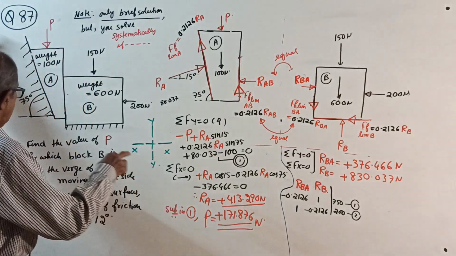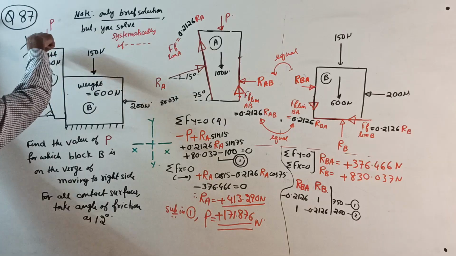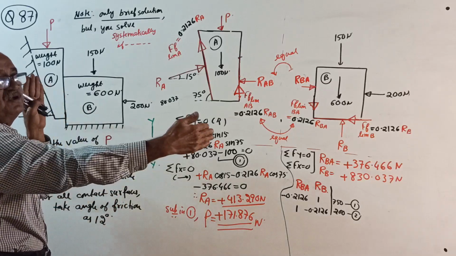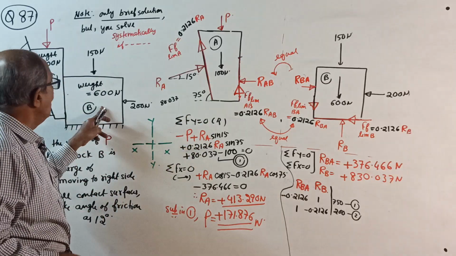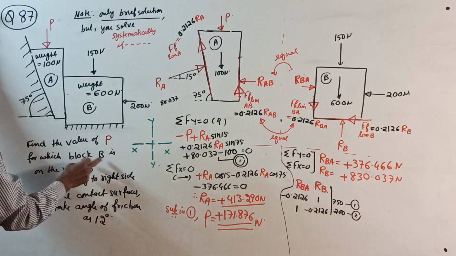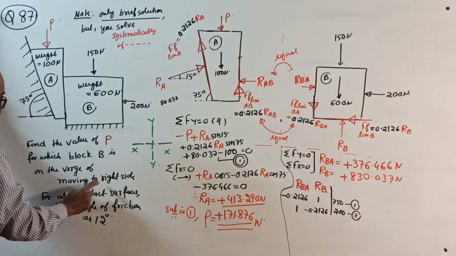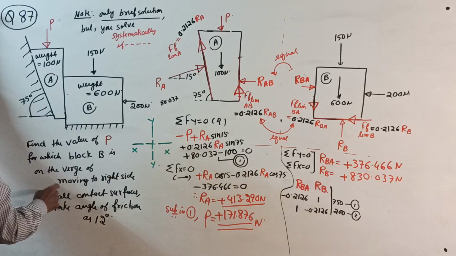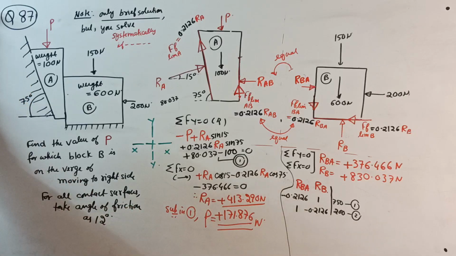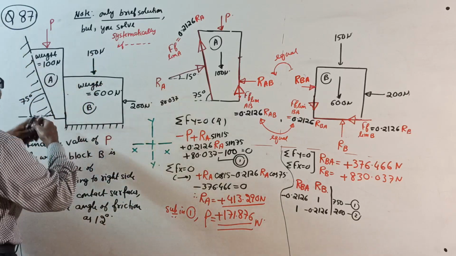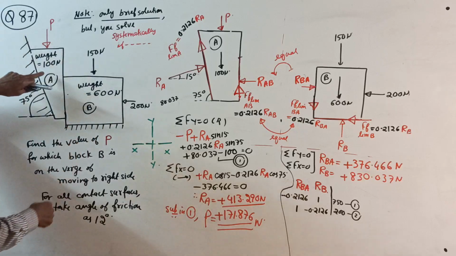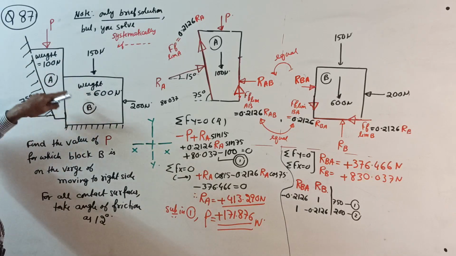Okay, see, find the value of P. One important thing: so far, your wedge was moving horizontally and the block was lifting up. Now it is reversed. Find the value of P for which block B is on the verge of moving to the right side. For all contact surfaces, take the angle of friction as 12 degrees. Make a note here: this weight is 600 Newton. These are the wedge and block, called B and A.